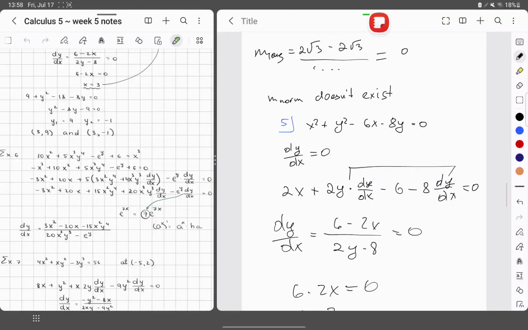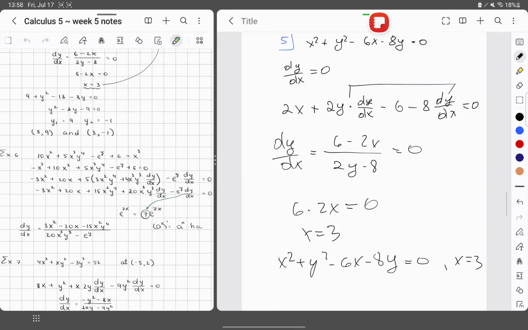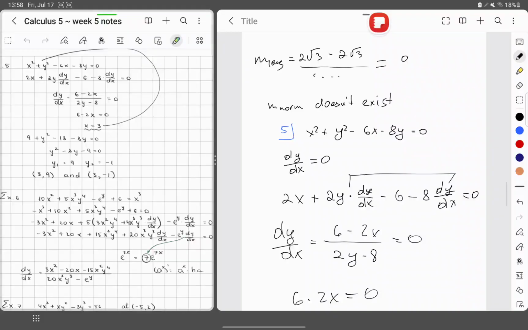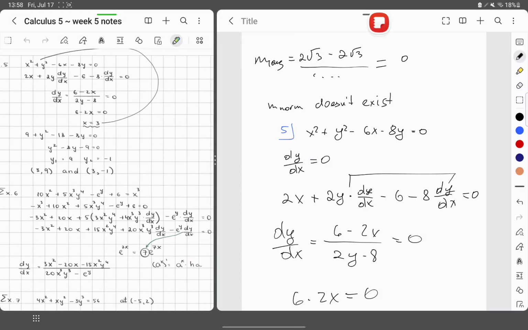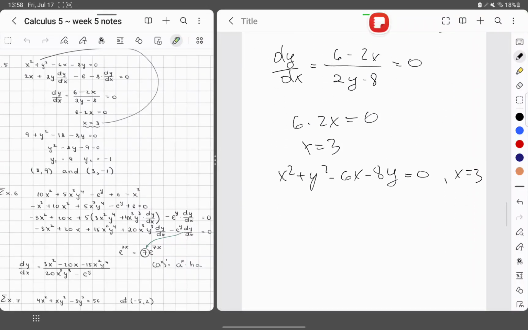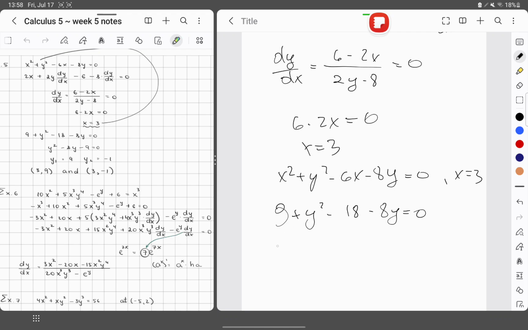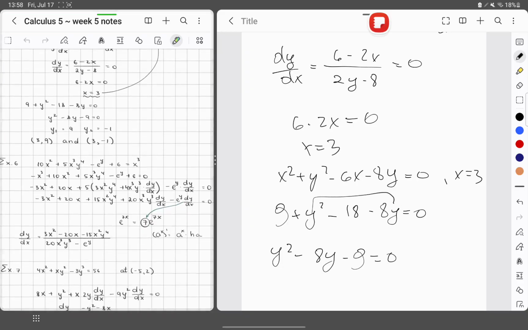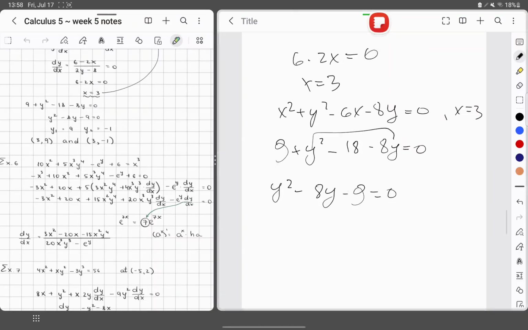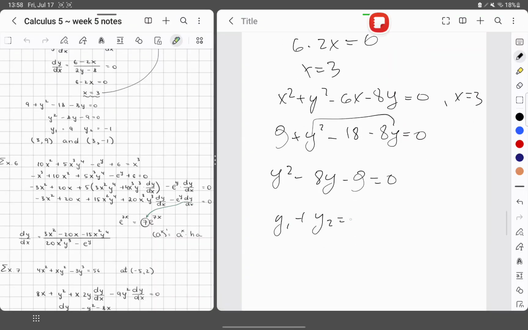x squared plus y squared, 6x minus 8y, isn't it? This is the original: x plus y squared minus 6x minus, okay, 9 plus y squared minus 18 minus 8y, 0. y squared, 8y minus what? Minus 9. That's really 9? It must be minus 1, isn't it? Yes. y1 plus y2 will be 8.